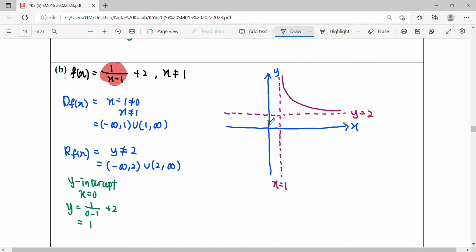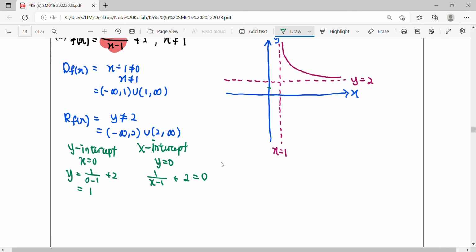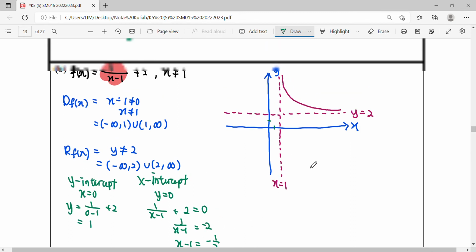So when it intersects up here, what's your x-intercept? X-intercept, then y equals to 0. So I have to calculate 1 over x minus 1 plus 2 equals to 0. What is the x value? Negative 2. Then I multiply, we inverse it. Negative 1 over 2. Okay. X minus 1, multiply upward, negative 2 goes down to the bottom. So, x is plus 1, 1 over 2. So, 1 over 2 is located here. So, 1 here.